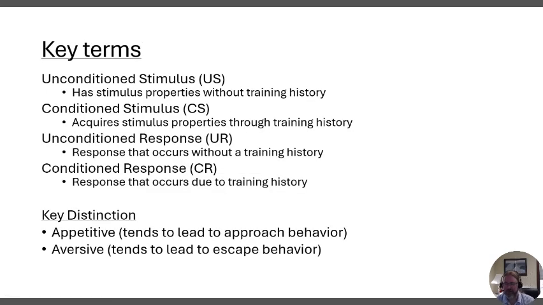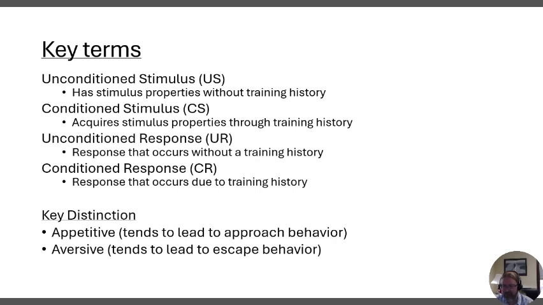Some of the key terms that we're talking about here: unconditioned stimulus. These are stimuli that have properties without training history. For example, food: when you put food in your mouth and you salivate, that happens without necessarily any trained history with the food. It just naturally does that for certain organisms, including us. Conditioned stimulus: those are stimuli that do not have that property naturally, but might come to acquire it through a particular kind of training history.